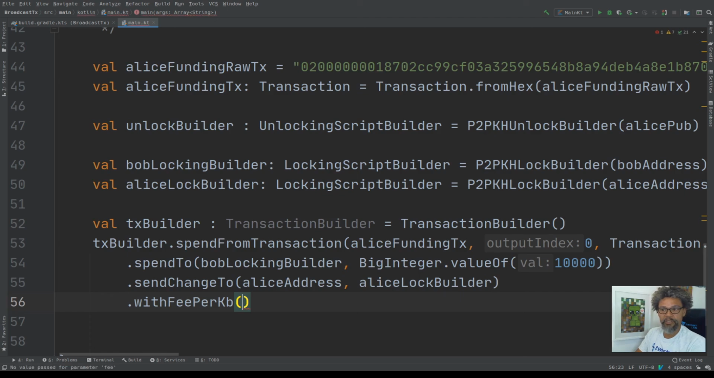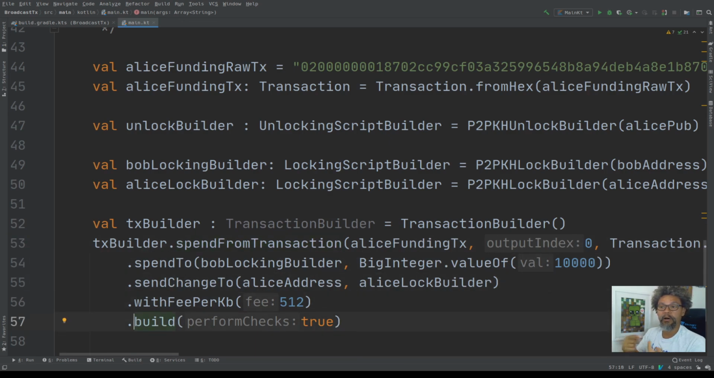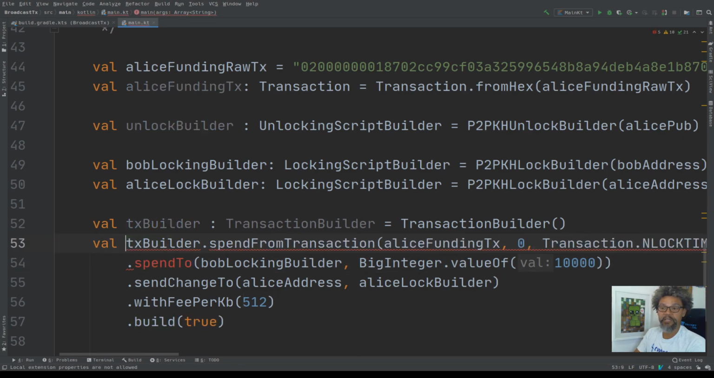This is not strictly necessary, but we specify that we want to spend with a per kilobyte fee of 512 Satoshis per kilobyte. I'm putting it in here just so that you know that it exists, so that you can go and look up the documentation or the API docs for it later, right? The build method is sort of the final part of the transaction builder. Once we invoke build in the transaction builder, we're actually getting a transaction out.